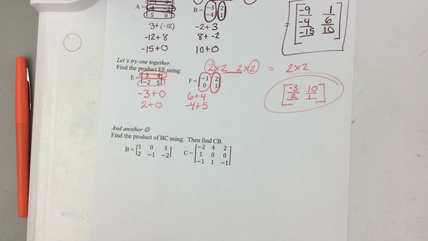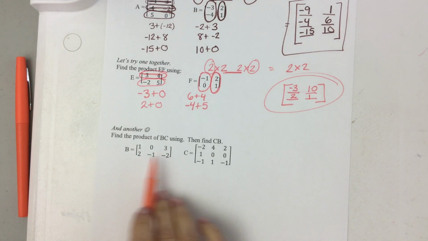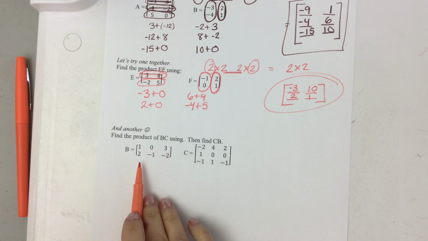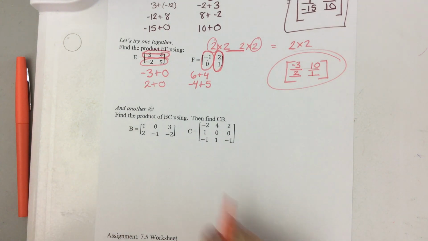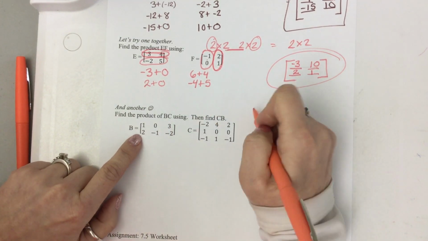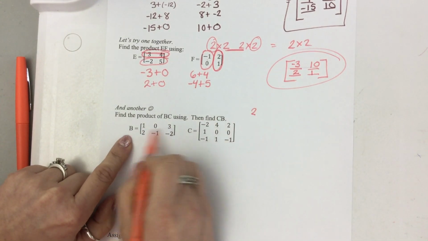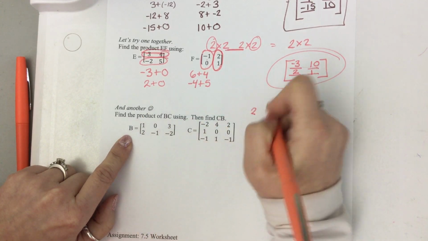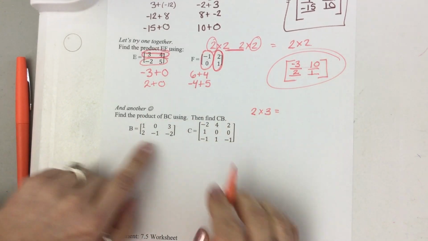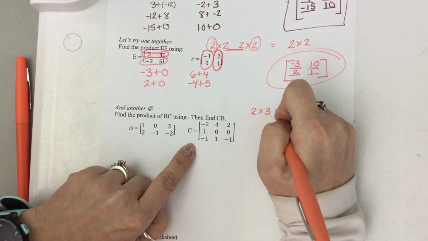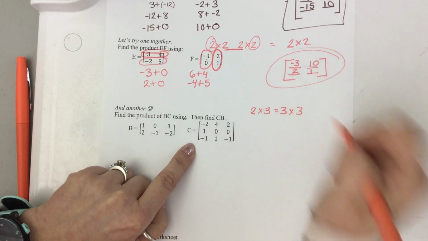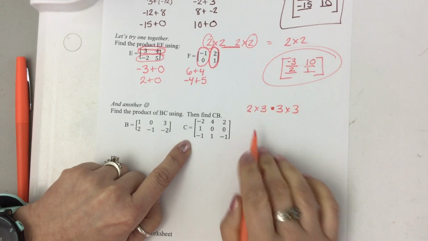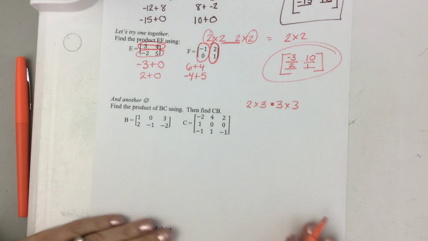That is your product. Okay, they want us to use these two to find the product of BC, then find CB. Okay, so BC is first. So B is 2, because there's 2 horizontal rows by 1, 2, 3. So this is a 2 by 3. C is a 1, 2, 3 by 1, 2, 3. Okay, so they want us to multiply a 2 by 3 by a 3 by 3.